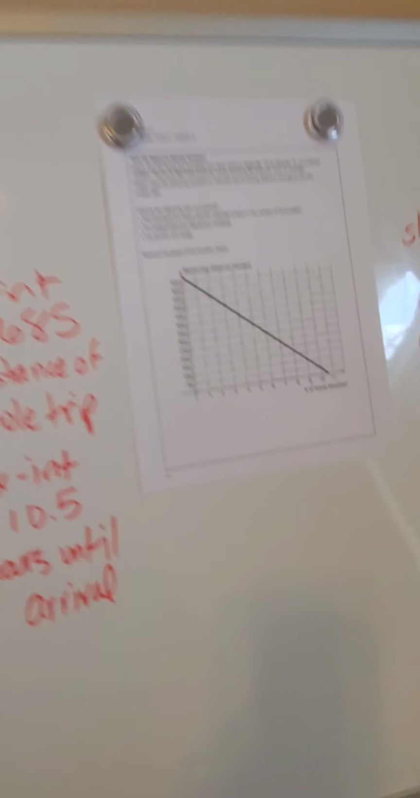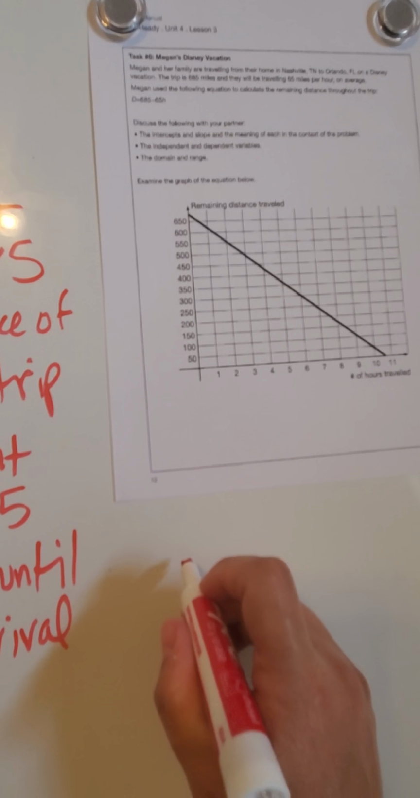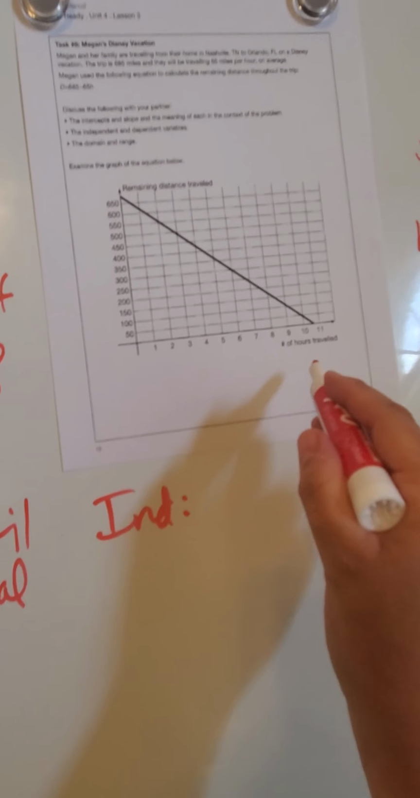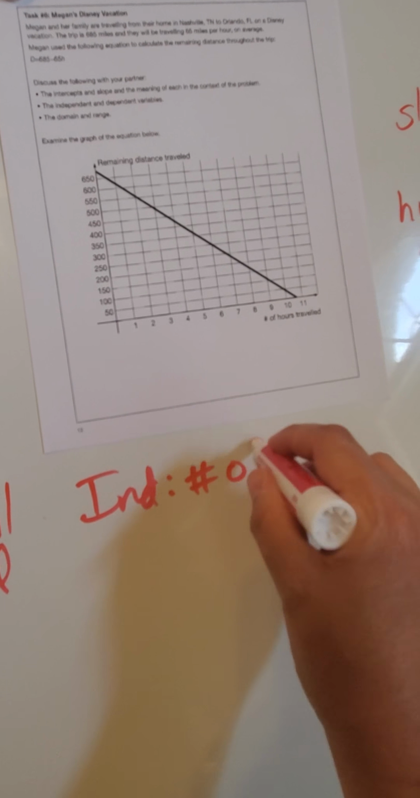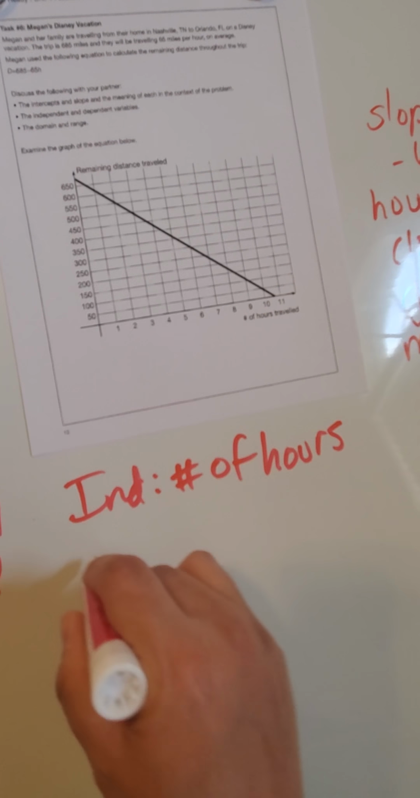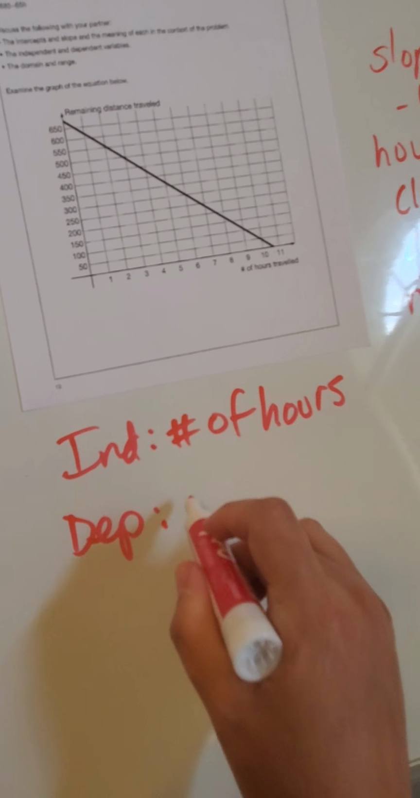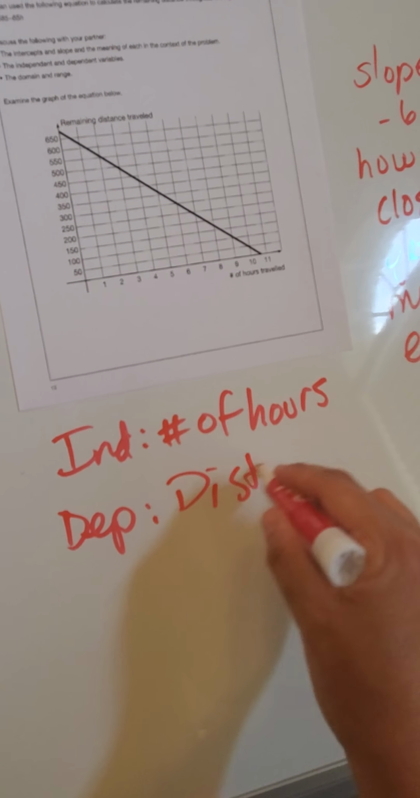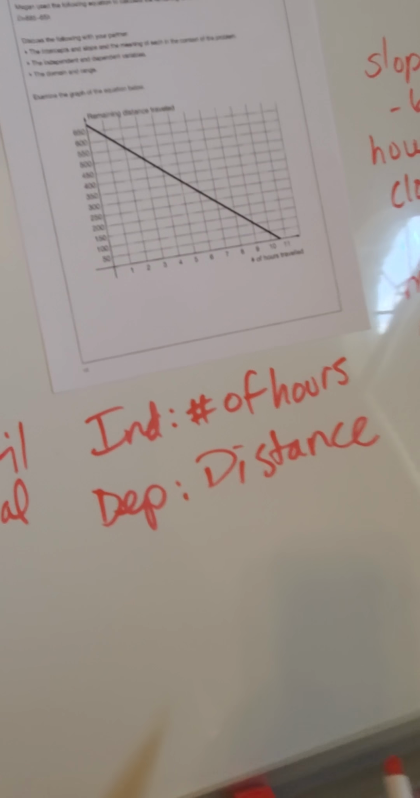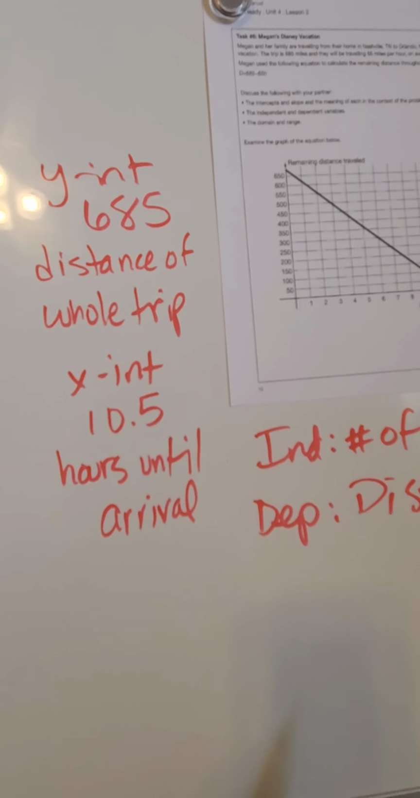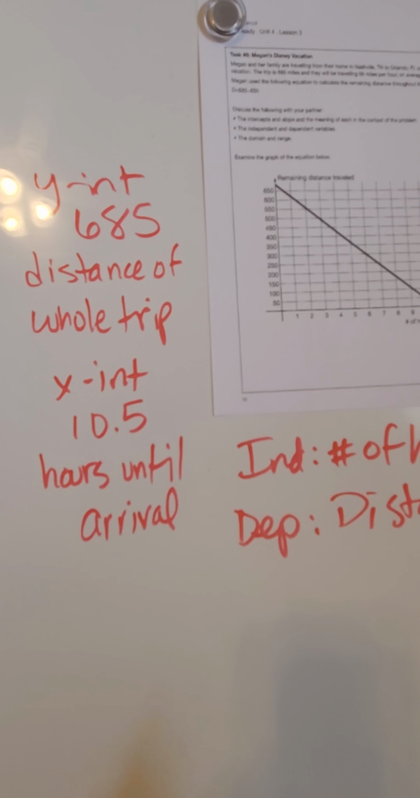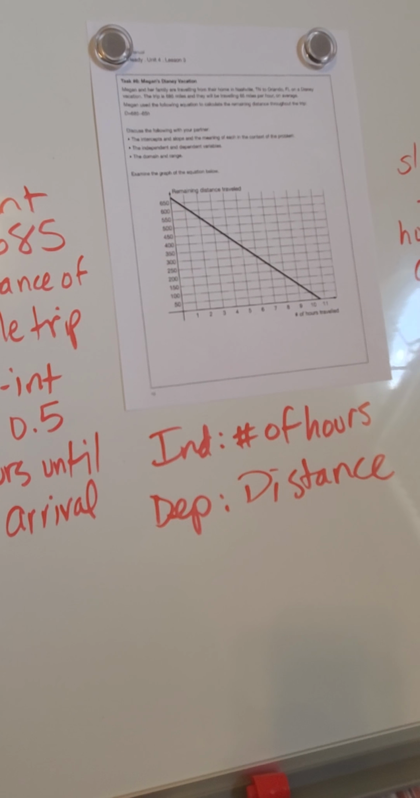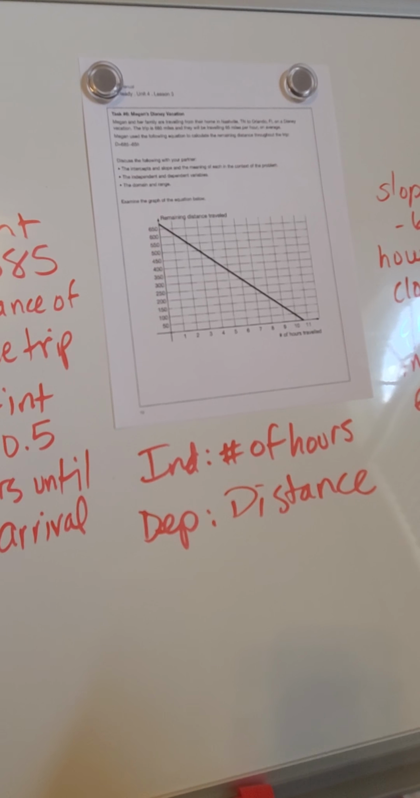The independent and dependent variables. Independent, remember, is my x, and that's the number of hours. My dependent is my y, which is distance. So distance over time would be your rate of change, or your slope, however you want to say it.